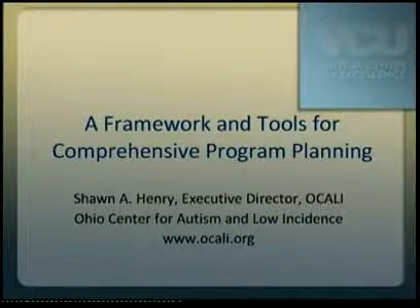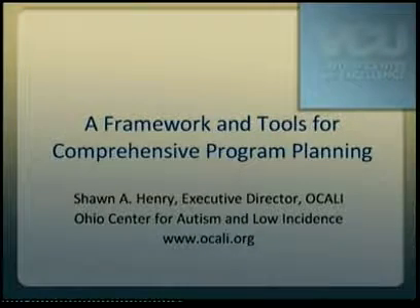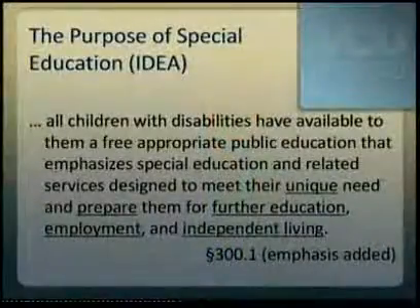It's an honor to be here today at the VCU Autism Center for Excellence. Today we're going to look at a framework and tools for comprehensive program planning. This will be a brief overview of using the CAPS model to help you effectively develop a comprehensive program plan. First, we're going to look at what the purpose of education is.